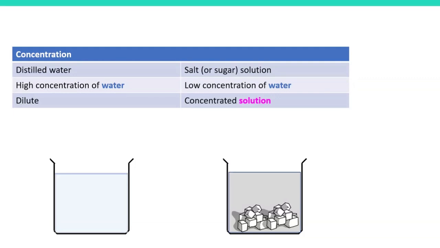You can see there's still the same volume of water there, but the water molecules are associated with those salt or sugar molecules. So there's not so much free water, even though it looks volume-wise like there's loads of water. If you looked at a molecular level, the water molecules would be associated with the salt molecules. So we've got a concentrated solution over there.